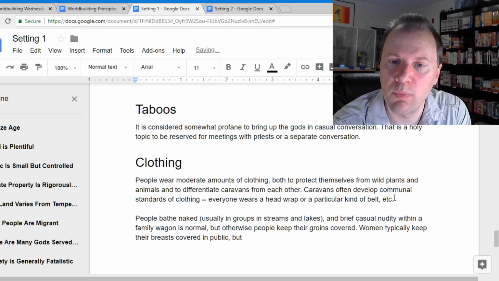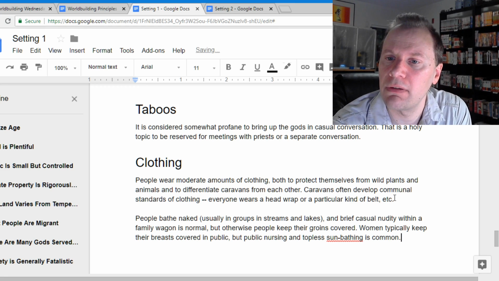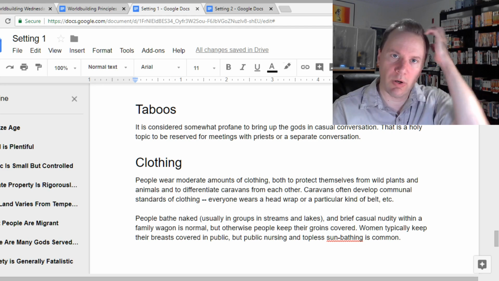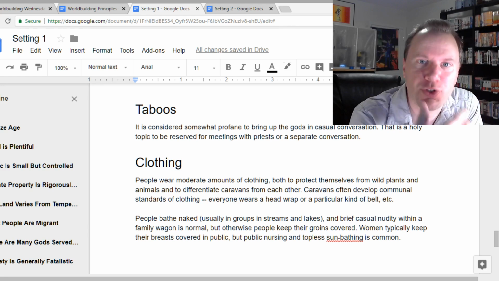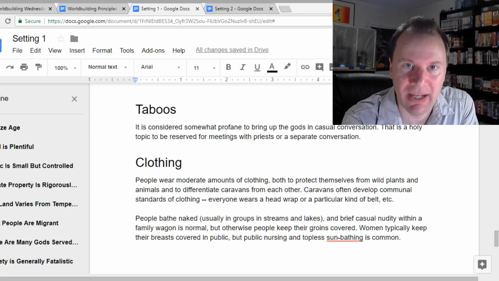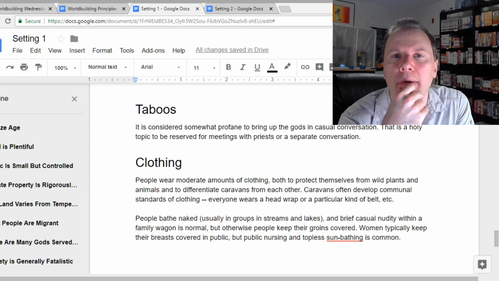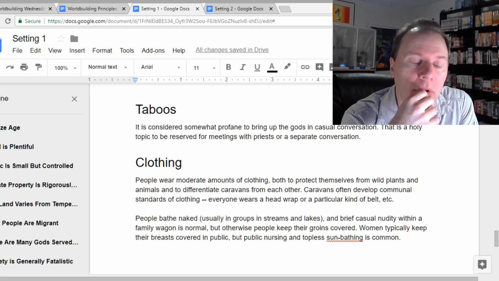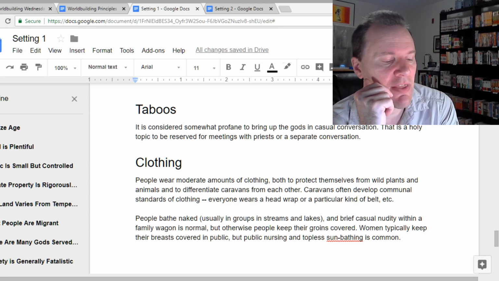but public nursing and topless sunbathing is common. By that I mean, if a woman is just casually hanging out, and similarly, walking from wagon to wagon, and she doesn't have a top on, that's not really a big deal. It would be seen as unusual, but not remarkable. And I would say especially amongst girls, in fact, let's say that.